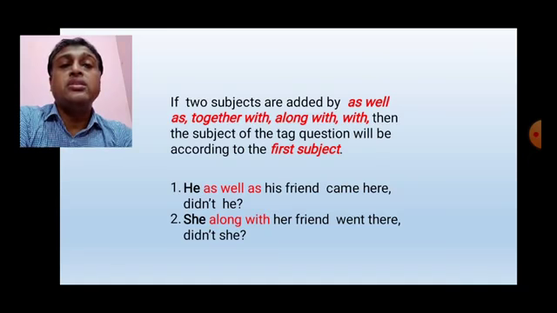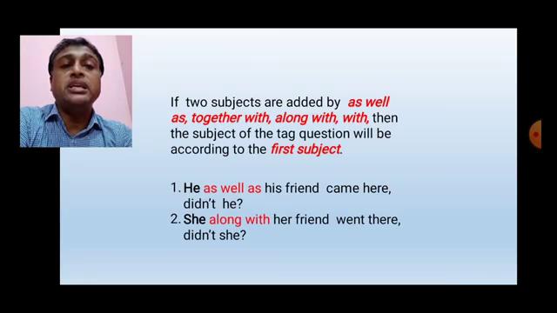Here we find two subjects. The first subject is he and the second subject is his friend. Here these two subjects are connected by, as well as. So if we want to write the answer of this statement, our tag subject will be the first subject. Here the first subject is he. So the answer of this statement will be didn't he.